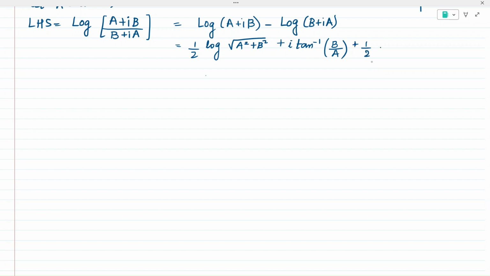Okay, 1 by 2 log of. यहाँ पे प्लस नहीं आएगा. सेकेंड पार्ट के लिए एक नेगेटिव साइन, because there is a minus, under root of a square plus b square, I times tan inverse imaginary part, यहाँ पे a है, नीचे real part which is b.